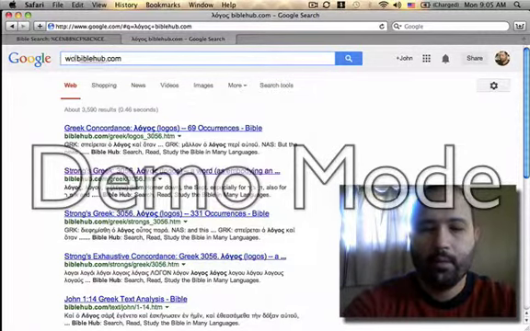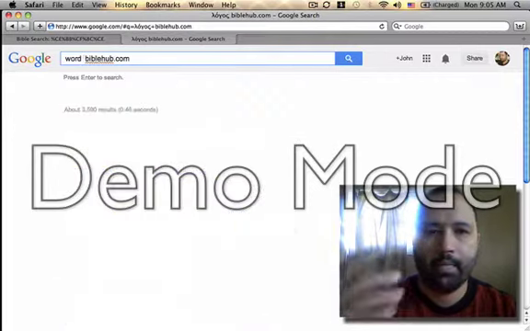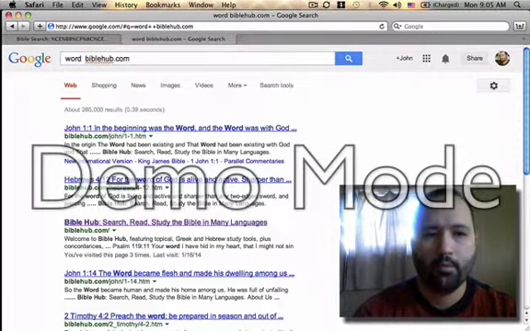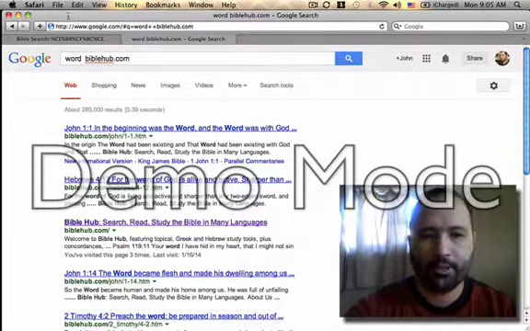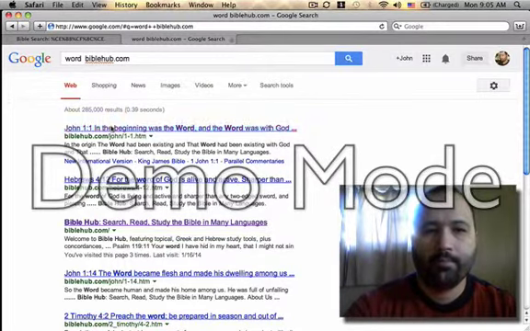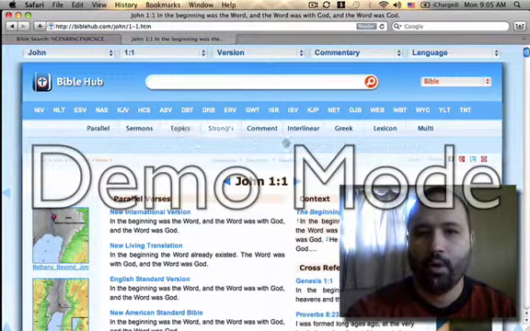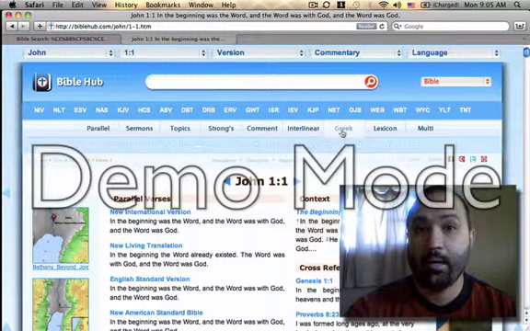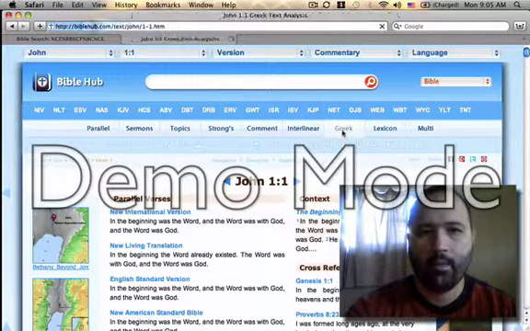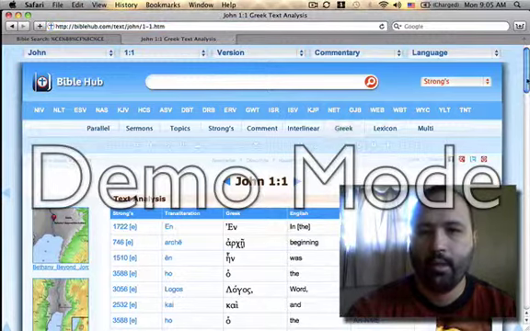Or type it here, word. In English, maybe you can't type it in Greek yet. Word. See that? Same situation. John 1:1. Perfect scripture for word, right? In the beginning was the word. Now, you want to find word in Greek, type on the Greek. See that Greek tab? Here it is in the Greek.